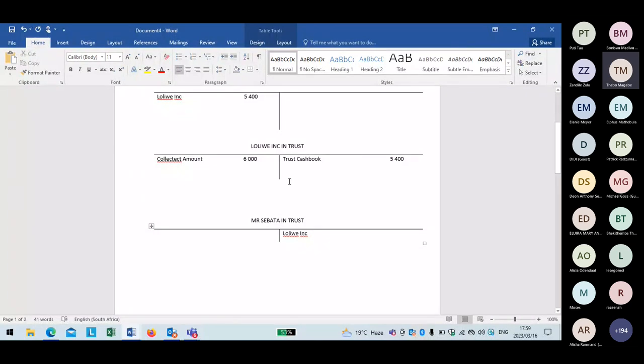We just recorded on the Trust Journal where we debited Loliwa Inc. in trust with the collected amount of 6,000, and credited our client, Mr. Sebata, in trust with the same amount, 6,000. Then we posted to ledgers. We went to Loliwa Inc. in trust and debited. Now we come to Mr. Sebata in trust so that we can credit. When we credit his account in trust, our narration will be Loliwa Inc., and the amount will be the same, 6,000. Does it make sense to everyone?